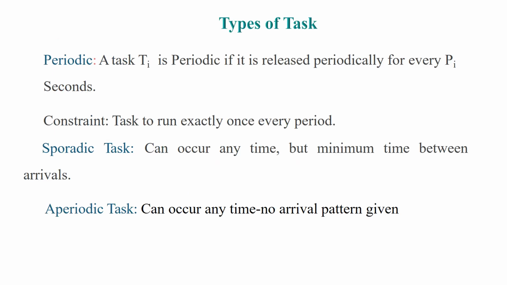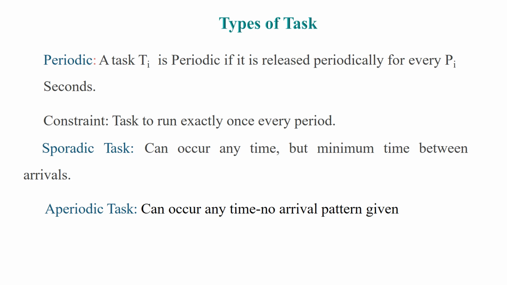So what are the types of tasks? The types of tasks are periodic task, sporadic task and aperiodic task. A task Ti is periodic if it is released periodically, say every pi seconds. So pi is called the period of task Ti. The periodic constraint requires the task to run exactly once every period. It does not require that the task be run exactly one period apart. The period of the task is also its deadline.